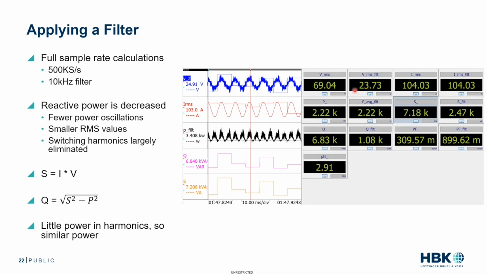Now, if we look at a 10 kilohertz filter applied, so we apply a 10 kilohertz filter to voltage and current, so they have the same phase distortion. VRMS now goes from 69 volts RMS to 23 volts RMS. This is just by applying a 10 kilohertz filter.